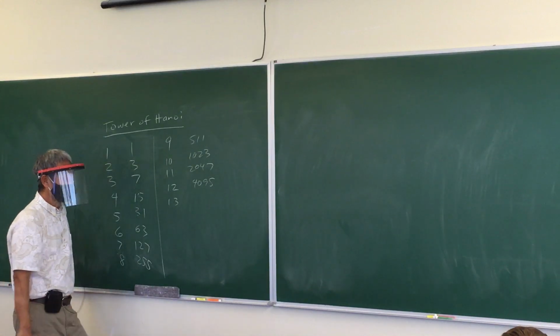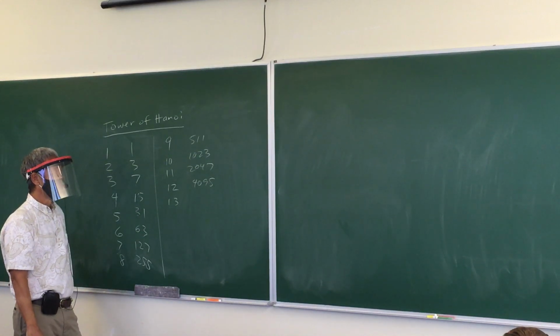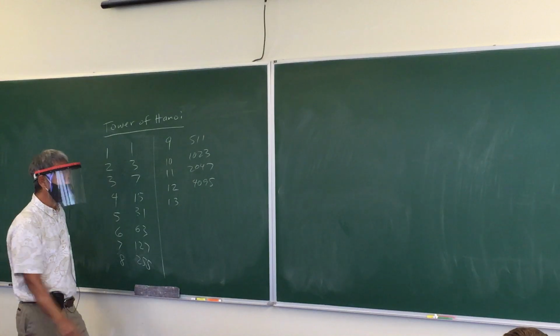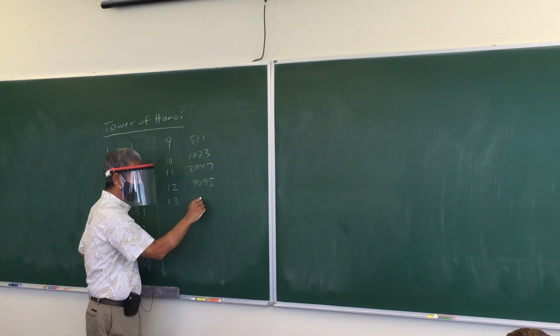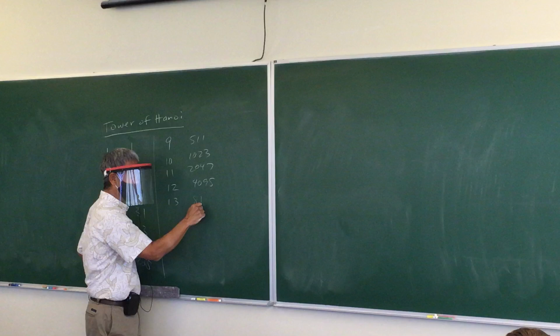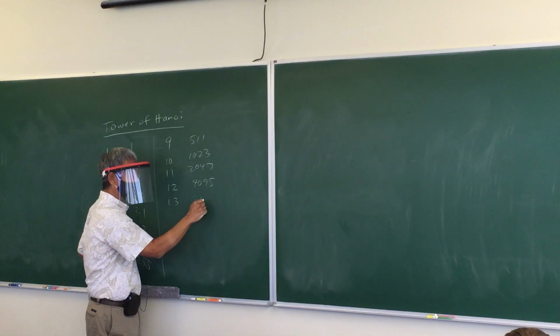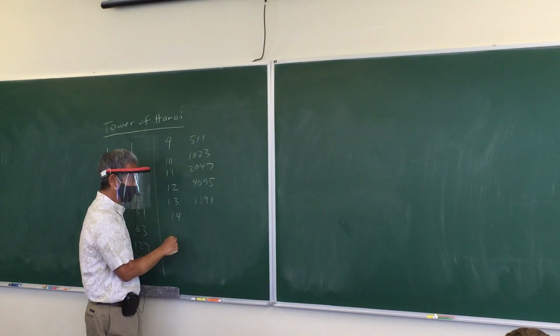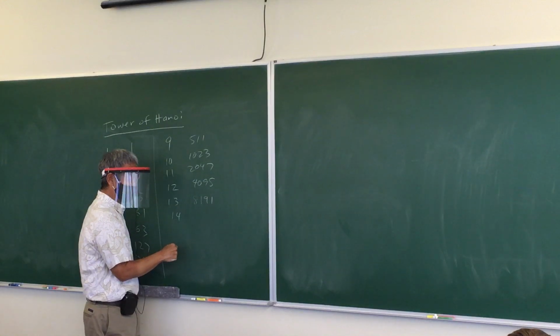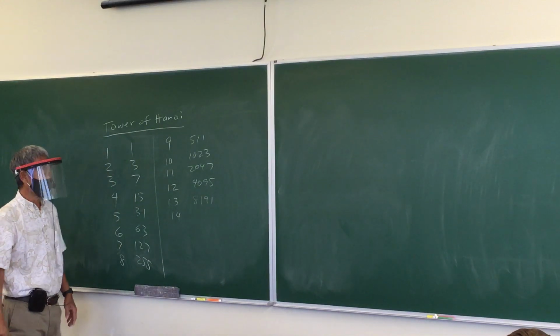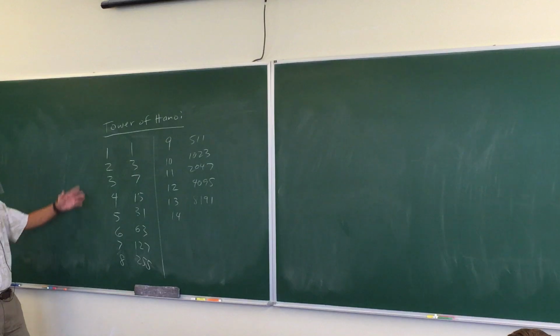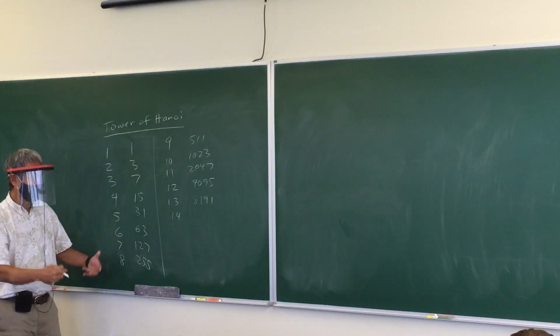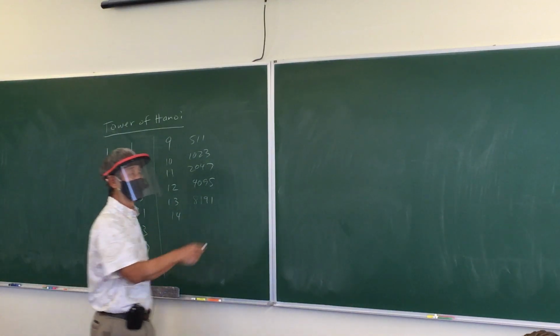8191. Okay, 14. Tell me when you give up. We gotta get to 64, this is crazy. 16383. So now that we got the formula, okay, in fact, how do you write this recursive formula?